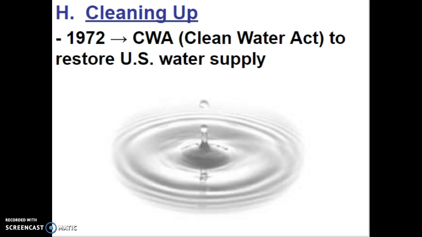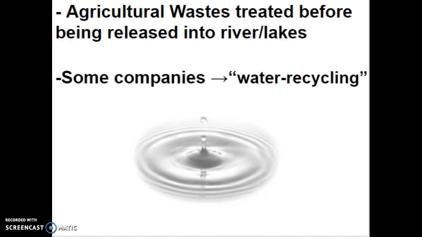In 1972, we finally decided to make sure and protect our United States water supplies with the Clean Water Act. So what happened with the Clean Water Act? Agricultural wastes were treated before they were being released into rivers or lakes. Some companies started to recycle their water instead of just dumping it into the nearest freshwater resource. They would use it again. If it was something that was heated, perhaps they would have it in a tank to cool it off so they could reuse that water over and over again.